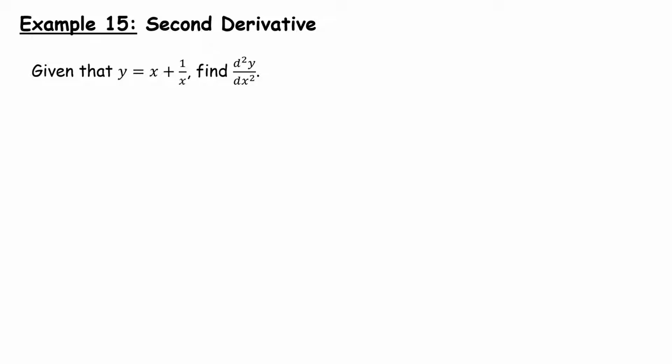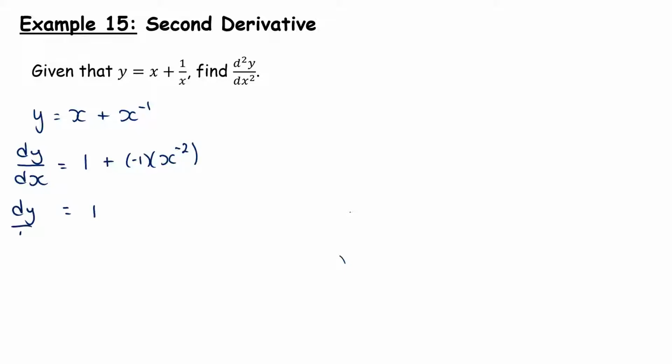So given that y is equal to x plus 1 over x, find d2y dx squared. Okay, so y is equal to x plus x to the power of minus 1, because I need everything as x to a power. So I'm going to differentiate that, which is dy dx, and I get 1. Now here I get plus, bring down the power and take 1 away from the power. Be careful, take 1 away from minus 1 and you get minus 2. So you get dy dx equals 1 minus x to the power minus 2.